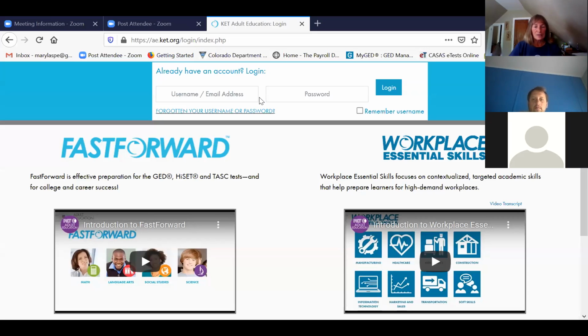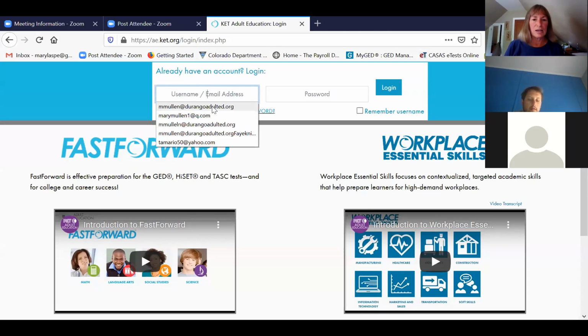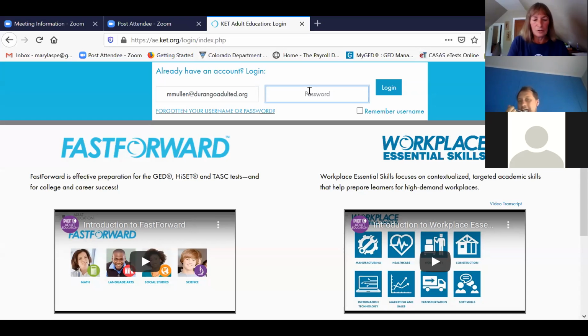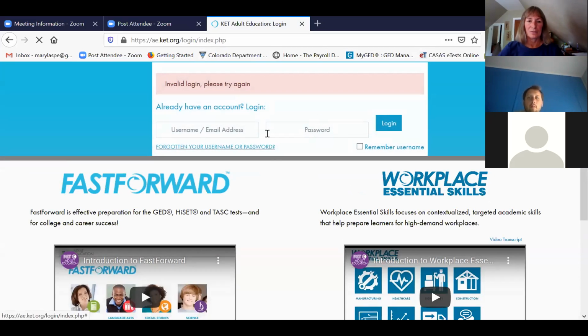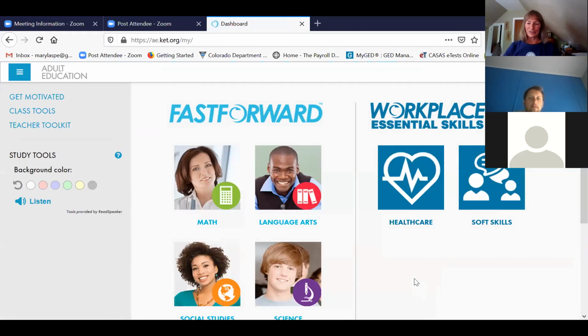Okay, so here's my username, and my password is why me. It didn't like it. Go again. Okay, there it's okay. I think this looks just like what it looks like when you log into KET. Some of you may not have this workplace essential skills part of it.